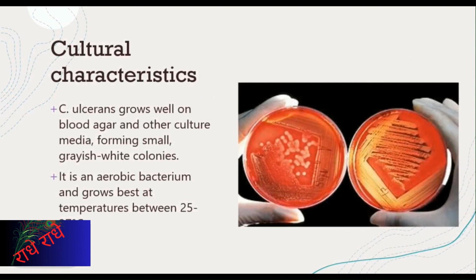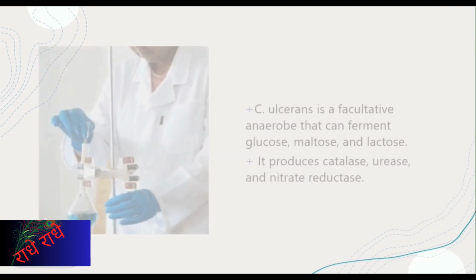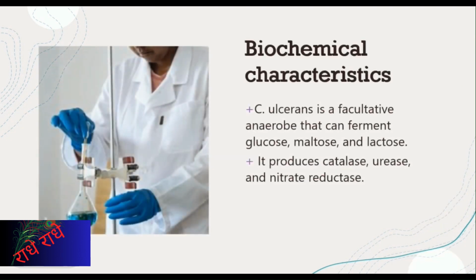C. ulcerans grows well on blood agar and other culture media, forming small, grayish-white colonies. It is an aerobic bacterium and grows best at temperatures between 25 to 37 degrees Celsius. C. ulcerans is a facultative anaerobic bacteria, meaning it can survive in both oxygen-rich and oxygen-low environments. It is capable of fermenting glucose, maltose, and lactose, and is able to produce the enzymes catalase, urease, and nitrate reductase.